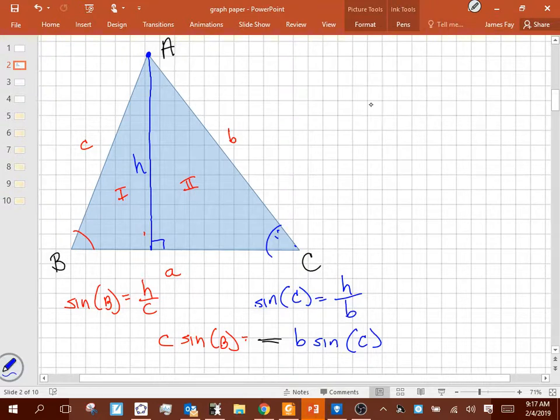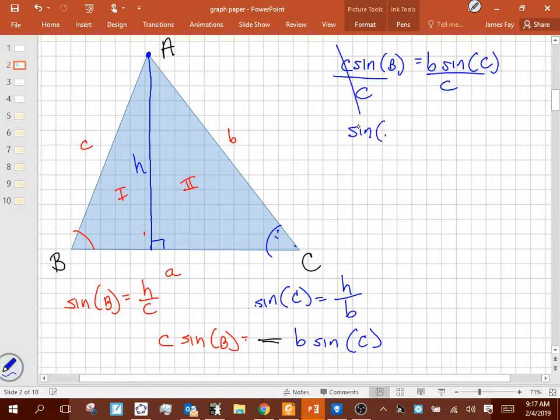So what we do is we take that equation C sine of B equals B sine of C, and we divide both sides by C. You can do this all in one step or two steps. I'm going to do it in two steps. I divide both sides by C. It gives me sine of B is equal to B sine of C over C.